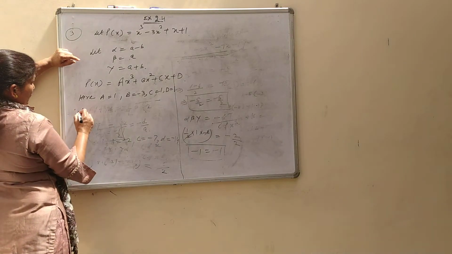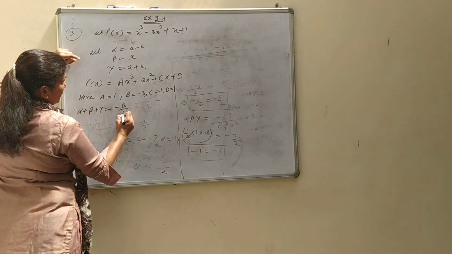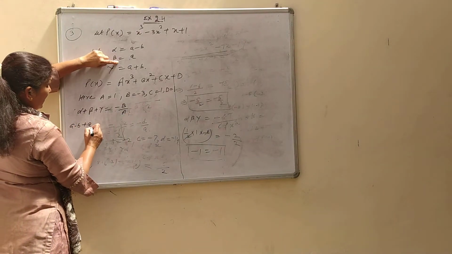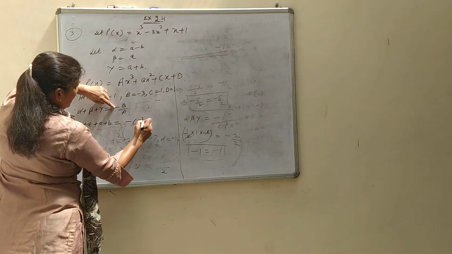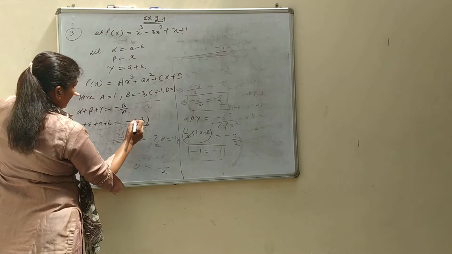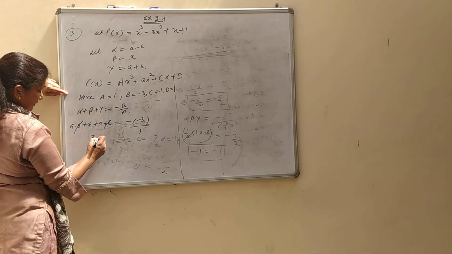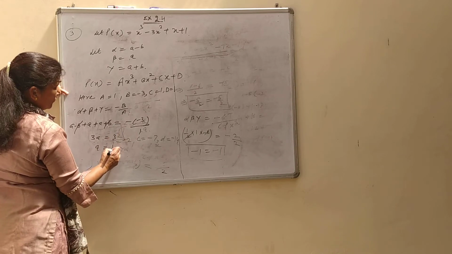Now sum of zeros alpha plus beta plus gamma is equal to minus b over a. Here alpha is a minus b, beta is a, gamma is a plus b, and this is equal to minus b, whose value is minus 3, over the value of a, which is 1. Minus b plus b cancel. 3a is equal to 3, so a is equal to 1.